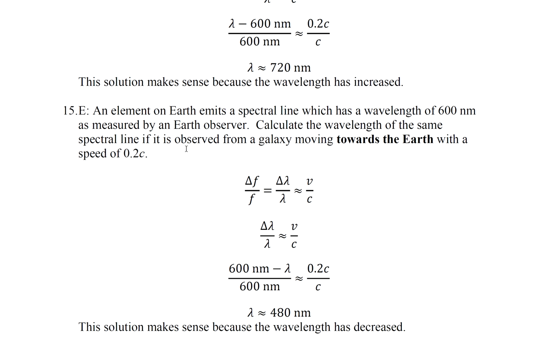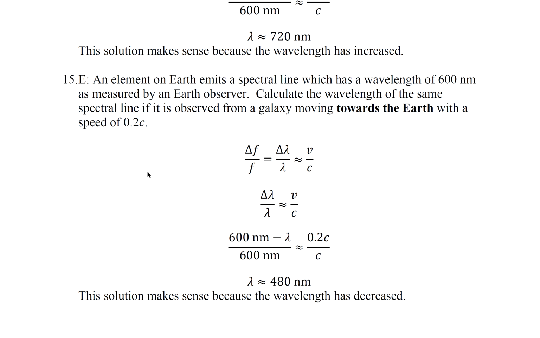Question 15. An element on Earth emits a spectral line which has a wavelength of 600 nanometers as measured by an Earth observer. Calculate the wavelength of the same spectral line if it is observed from a galaxy moving towards the Earth with a speed of 0.2 c.